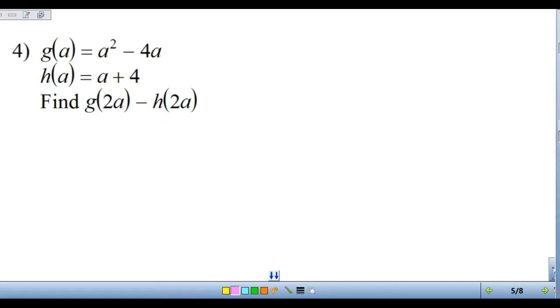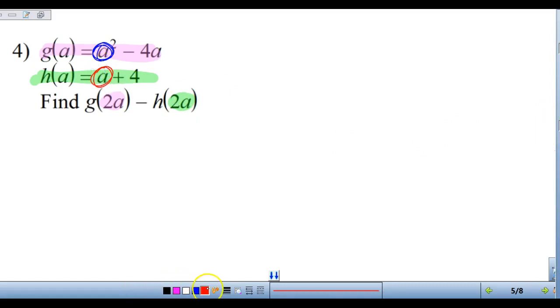So number 4 again has two functions. We've got our g function and we've got our h function. Into the g function, we're going to plug in 2a wherever a was. So that's going to have to get squared. So that's something you might not have done before. And then into the h function, we're going to plug 2a. And that's going to go in wherever a was right here.